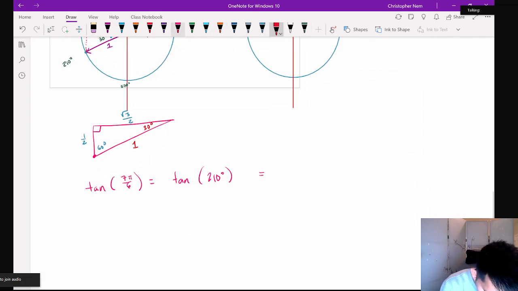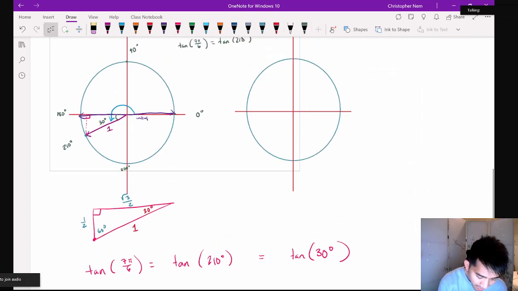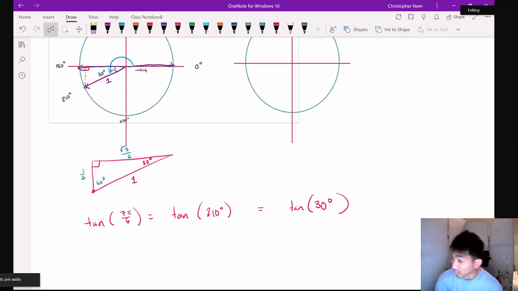We can do this as tangent of, and then the reference angle I'm working with is 30 degrees. However, I have to consider this location here in particular. It is in the third quadrant. I went left and down.